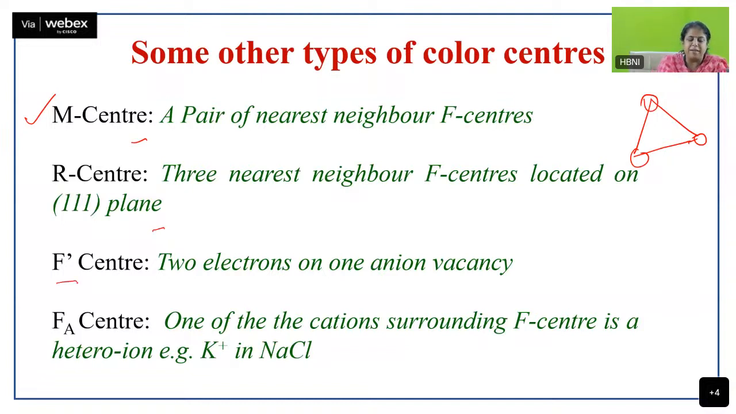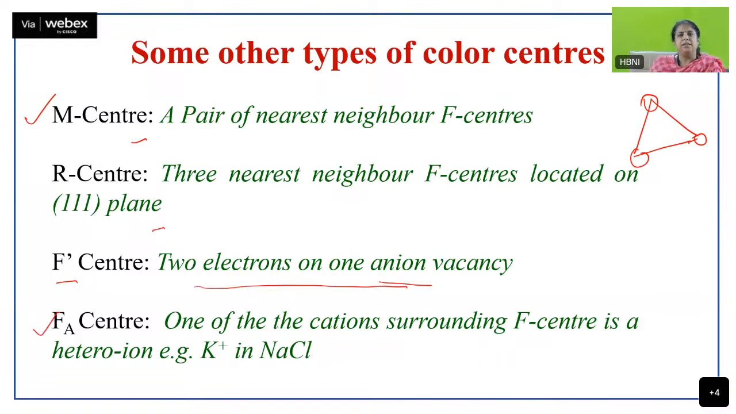Okay, F prime center, you have two electrons on one anion vacancy. Energetically, it is a very high energy consuming scenario, but sometimes it might happen when you pass radiation on the material. A material being exposed to irradiation is not an equilibrium thing. So there are many things that might happen which are energetically not actually feasible. So just one case is the F prime center. It is two electrons on one anion vacancy.